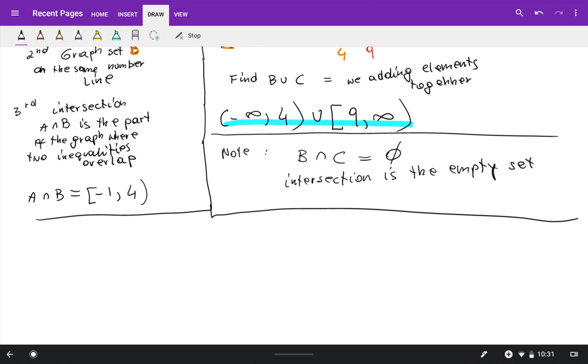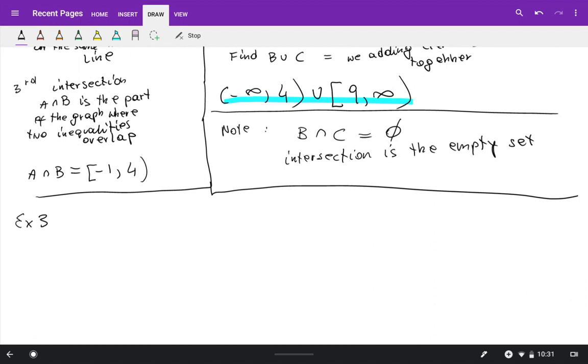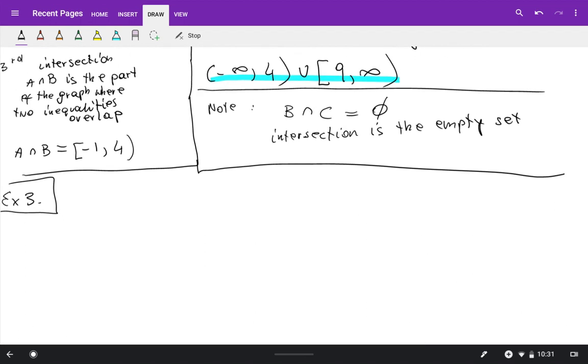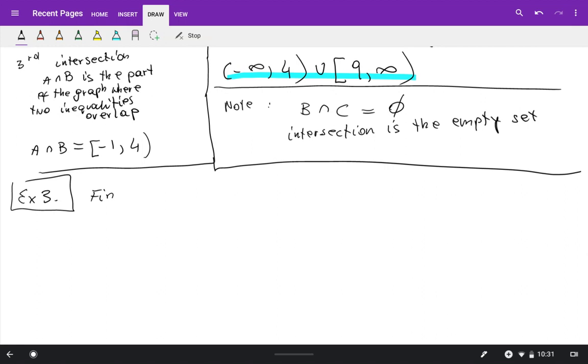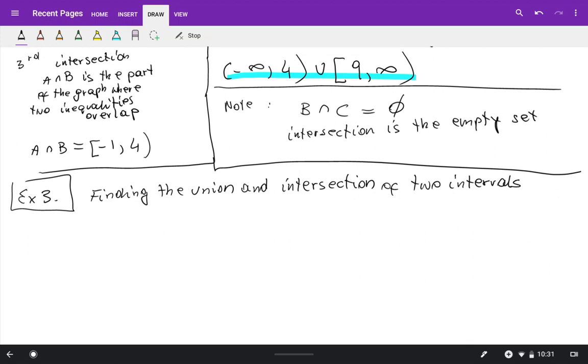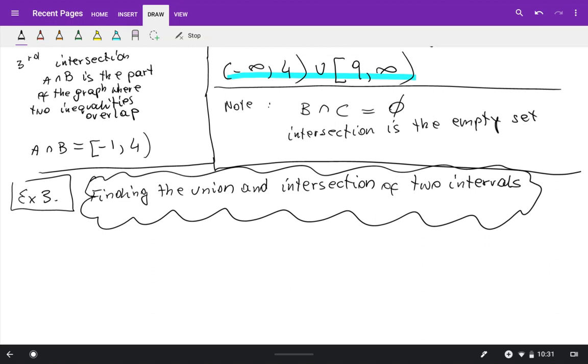Okay, let's do more. Example 3. So hopefully by now we feel pretty comfortable about union and intersection and the difference between both of them. Finding the union and intersection of 2 intervals. Okay, so a little different type of problem because now I'm going to give you the sets using interval notation.